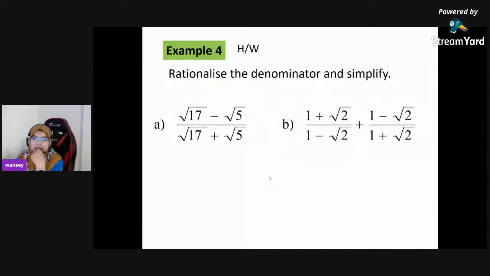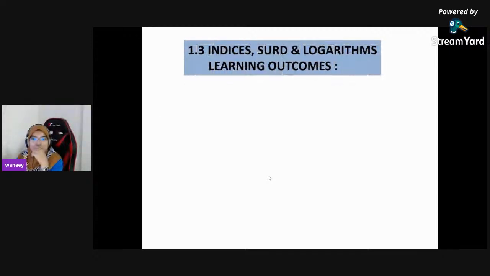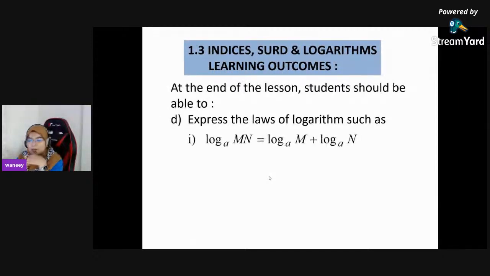For example 4, that is actually your homework. So if you didn't get the question, later on I'll send it to you in our WhatsApp group. Okay, so example 4. So now let us proceed to the log.